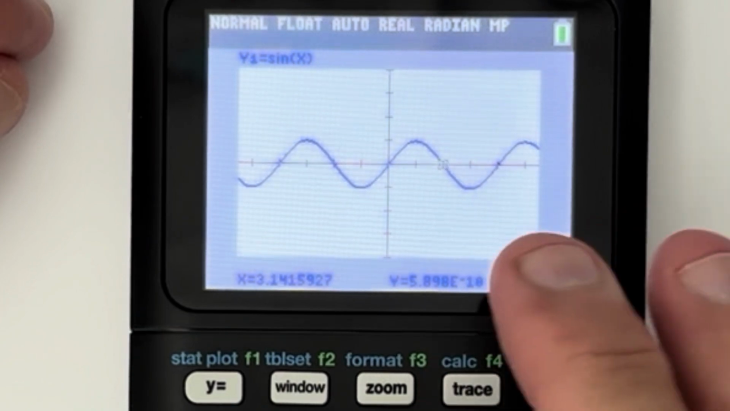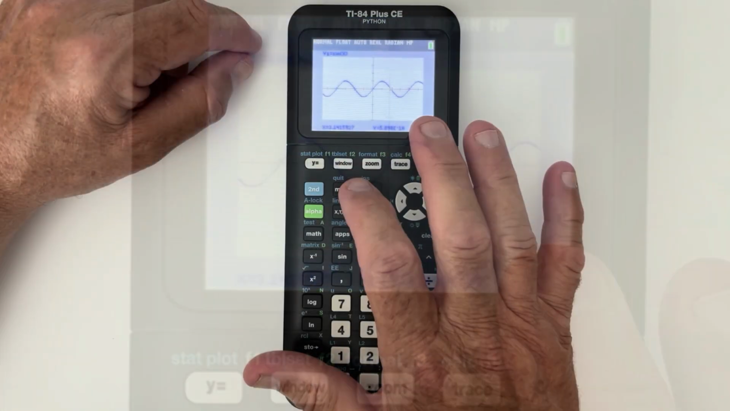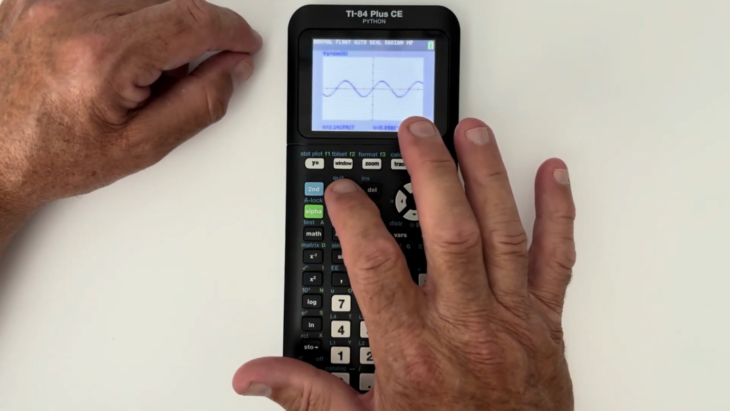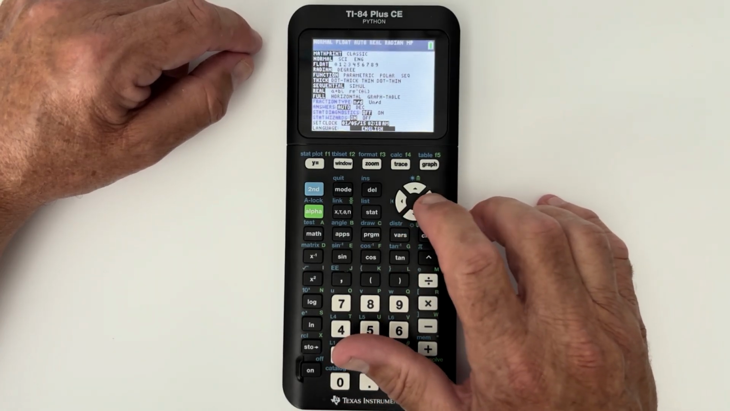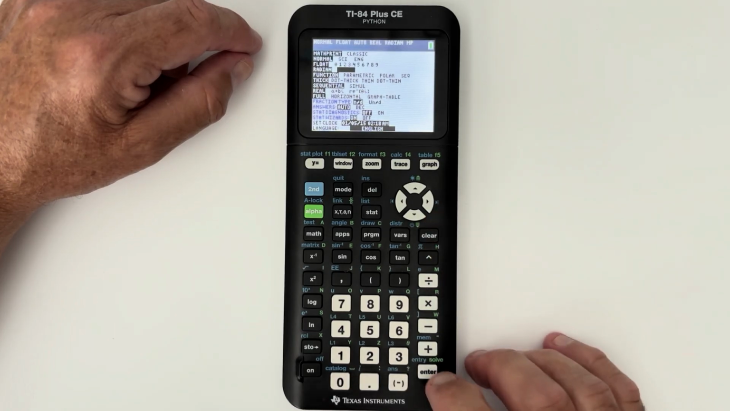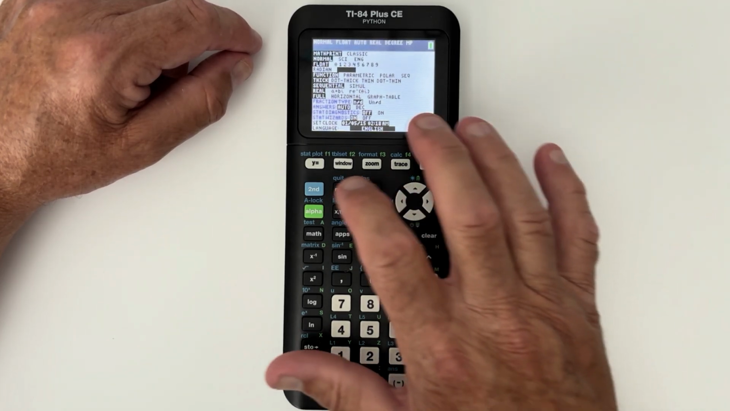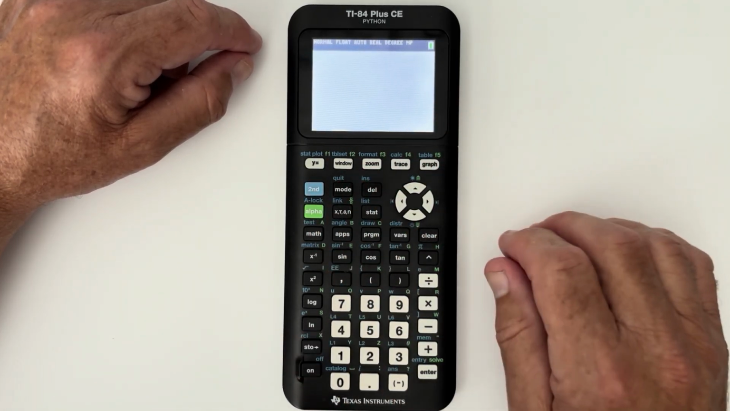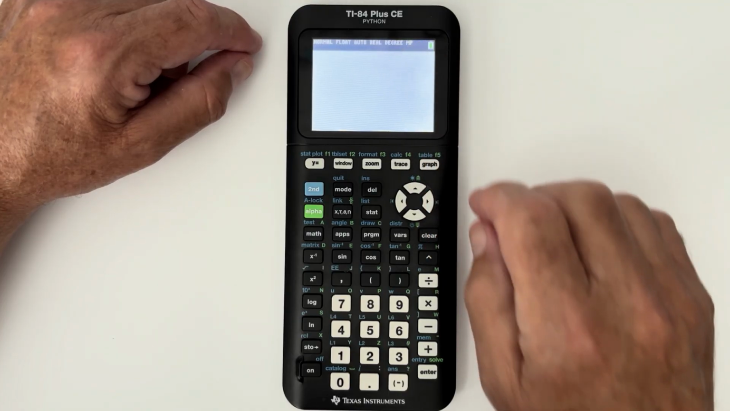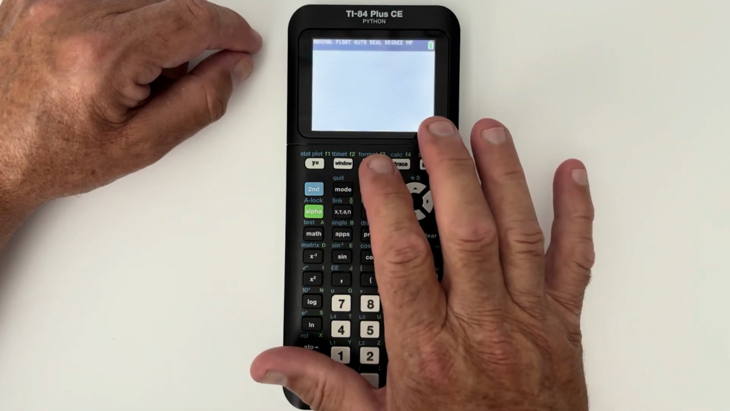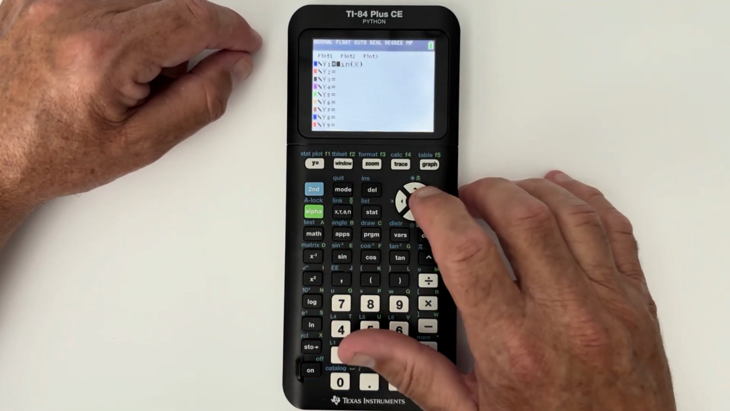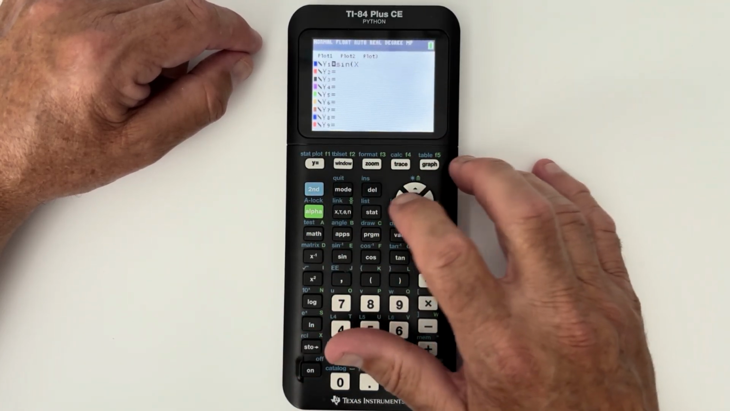So let's go back into the degree mode again, and we'll do some other stuff. Let's go into mode, flip down here over to radians, enter. Second mode to get out of that. We're back in the degree mode. Now let's hit Y again. There we go. Now I'm going to go over and delete this.